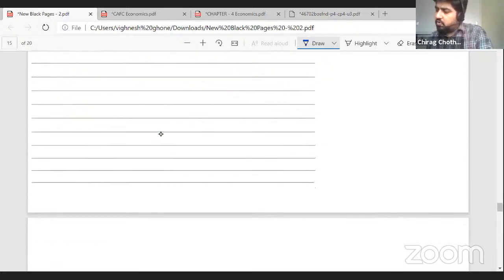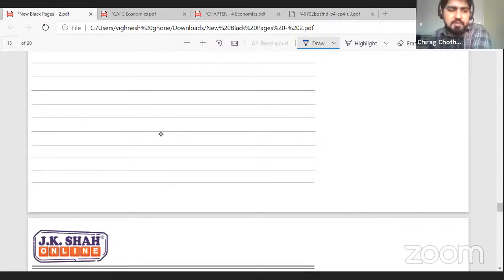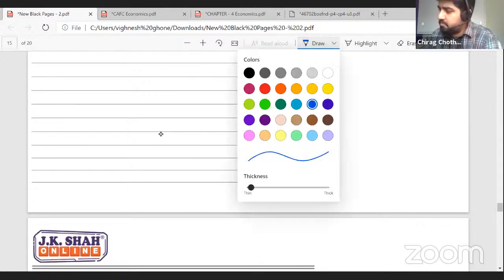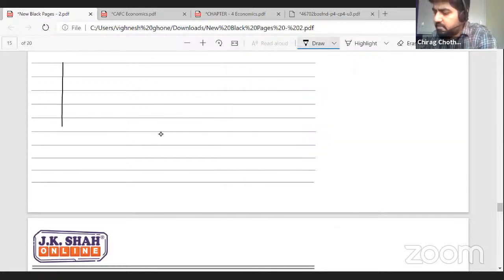First thing that we are going to draw is supernormal profit. Be with me. If possible, students, while I am drawing the diagram, if you have everything ready, you can also do that. Draw it. It will help you in practicing.